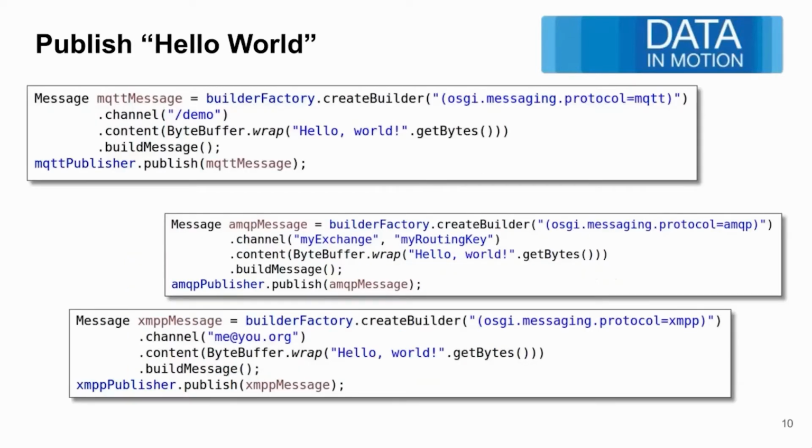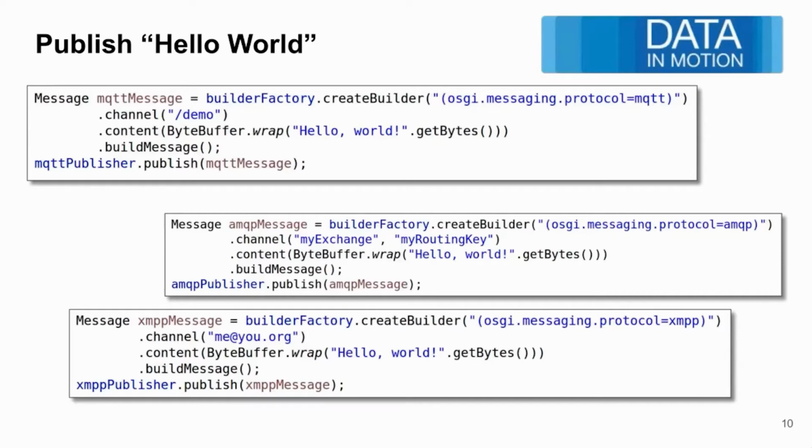In addition to that, we have a builder factory. The message context builders are a way to conveniently create messages. And as you can see, this publishing of the 3 different messages for 3 different protocols can be done with the same API. And the declarative services from OSGi can take care of providing functionality to select the right service implementation.